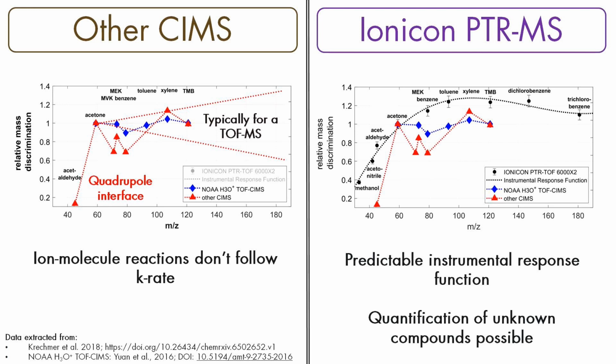NOAA's H3+ CIMS shows a pretty stable response, with only benzene a little bit lower. The other CIMS, on the other hand, show significant differences even between similar compounds like the two ketones acetone and methylethyl ketone, or xylene and TMB. These clear variations cannot be explained by the reaction rate constants nor the instrumental response function. A solid quantification of unknown compounds is therefore not possible.